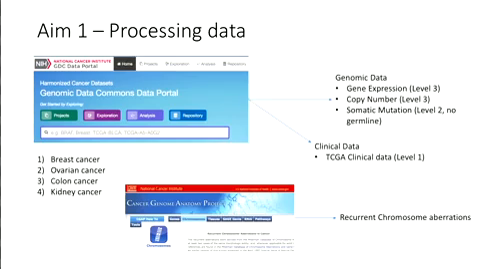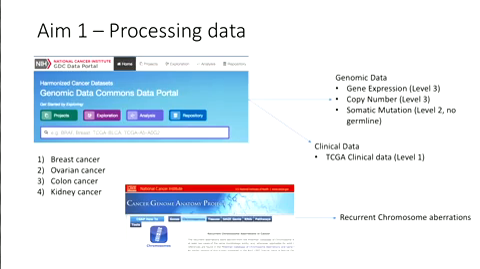TCGA data from the GDC data portal, and this will include gene expression, copy number, and somatic mutation. The levels just indicate that this is open source data, so it's not controlled access, and that means that the somatic mutations don't contain any germline mutations.